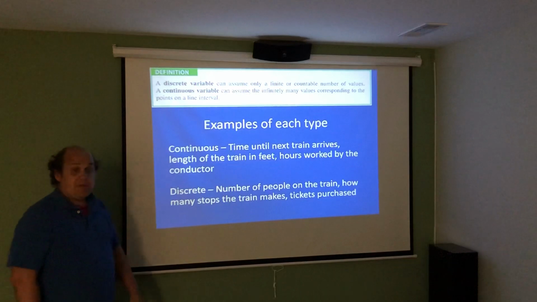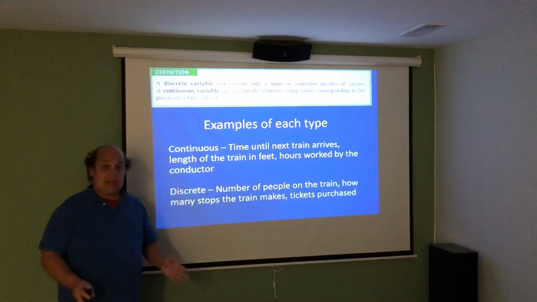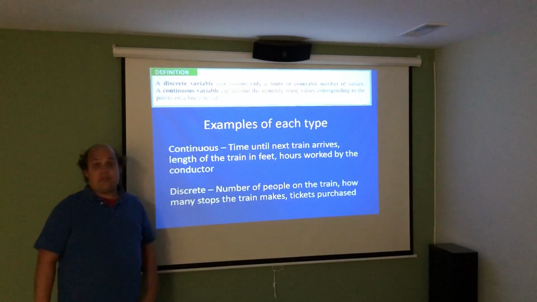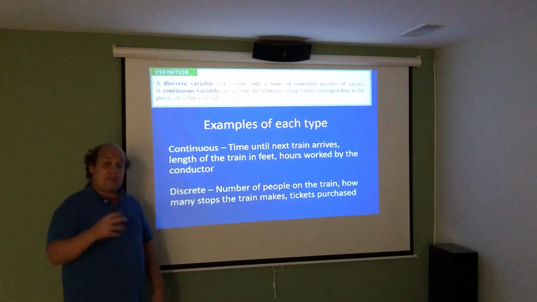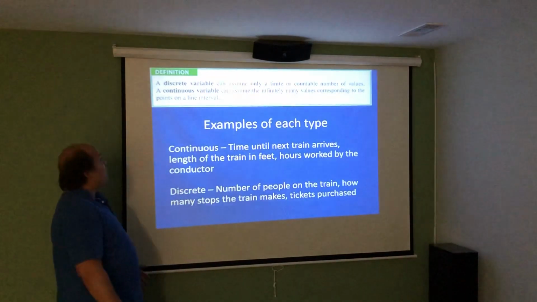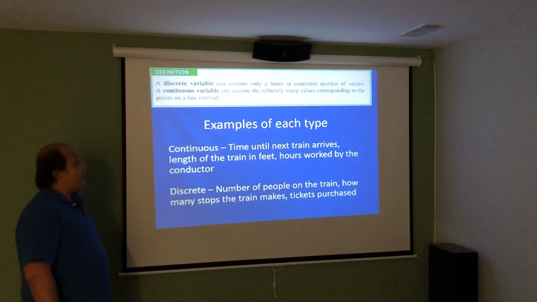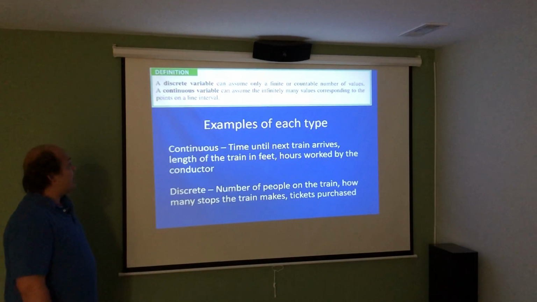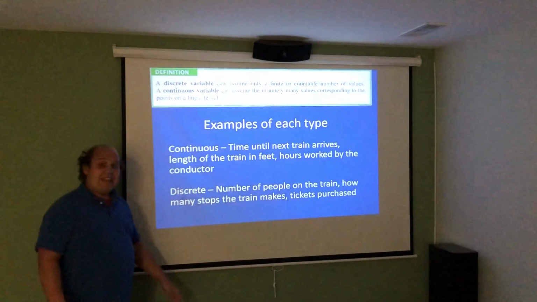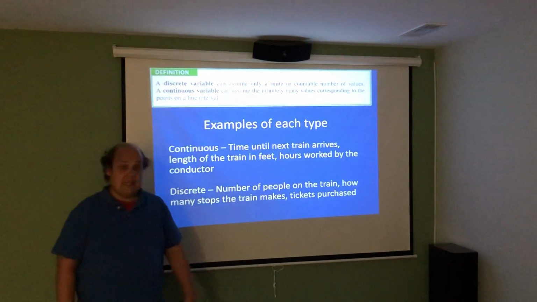Once we know whether something's qualitative or quantitative, when we decide qualitative, we can stop there and we don't really need to make a further distinction. But quantitative has two different types of quantitative variables. A discrete variable can only assume a finite or countable number of values, while a continuous variable can assume infinitely many values corresponding to the points on a line interval. Again, these are book definitions. I just want you to understand how they work in context.